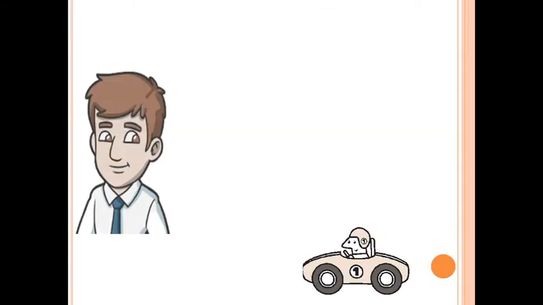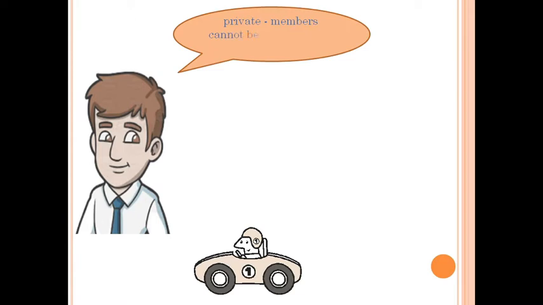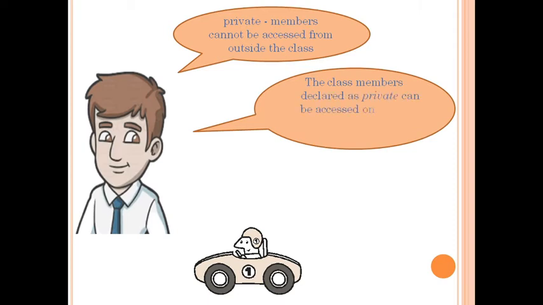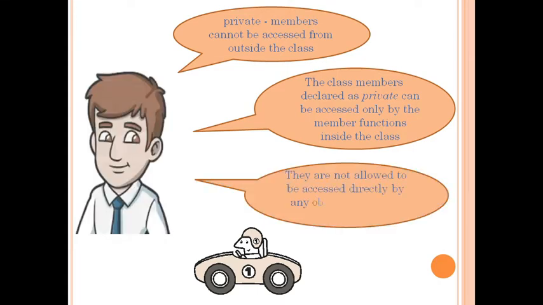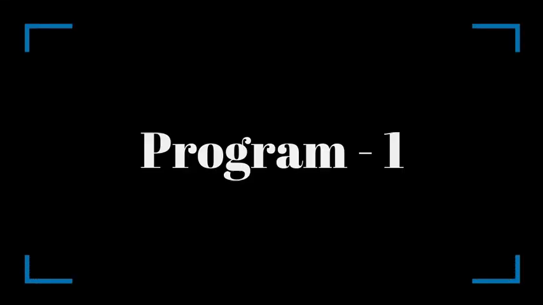Now for private members. Private members cannot be accessed from outside the class. The class members declared as private can be accessed only by the member functions inside the class. They are not allowed to be accessed directly by any object or function outside the class. Now we will see programming for the same.